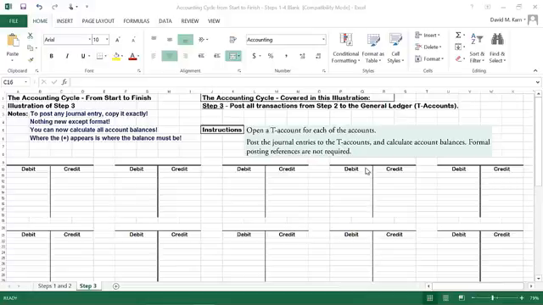Professor Karn back with you to continue our accounting cycle illustration. In this video we will continue our problem and go over step 3, which is to post all transactions from step 2 to the general ledger T accounts.